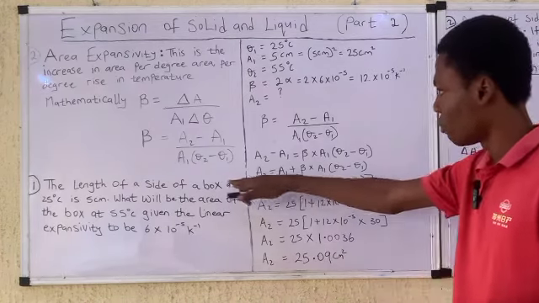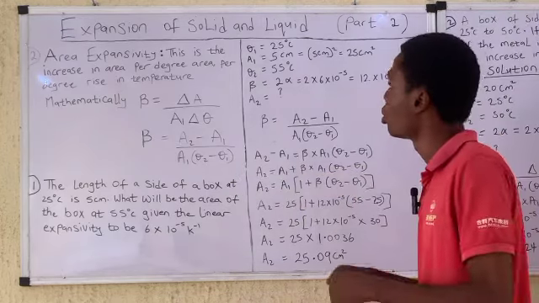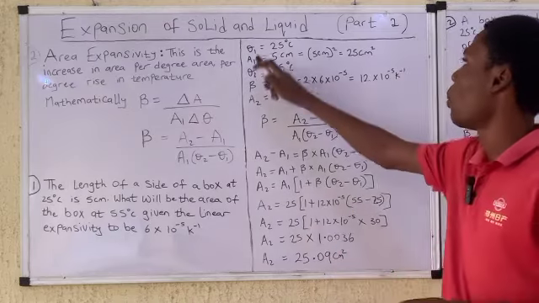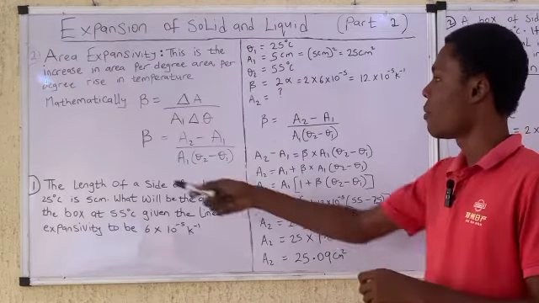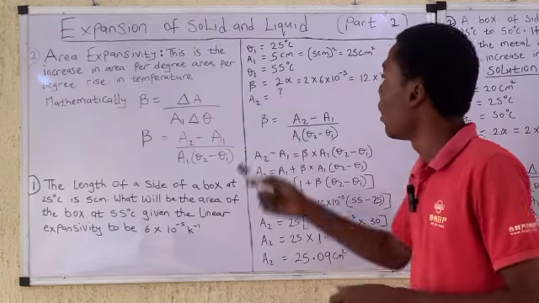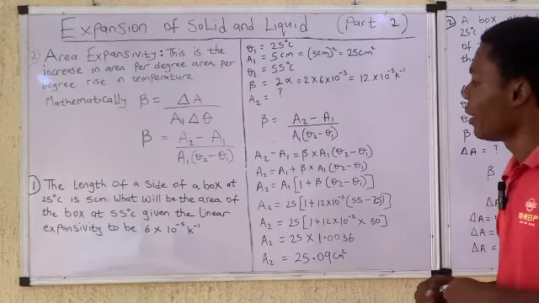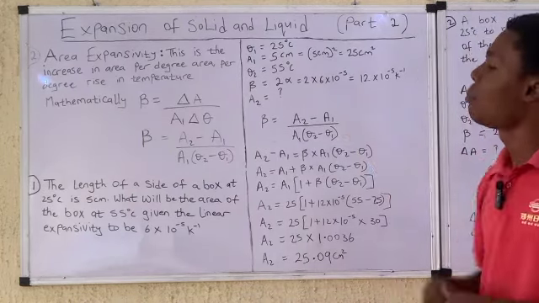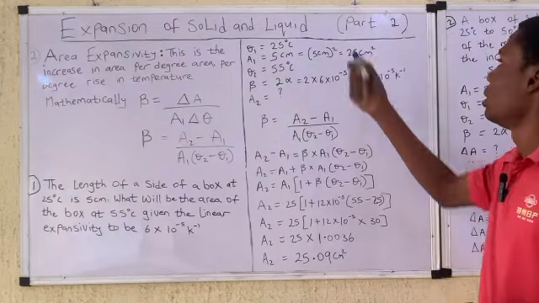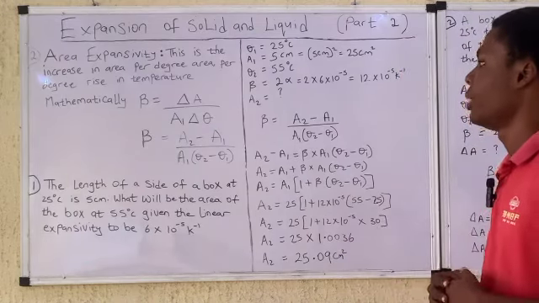They said the length of a side of a box at 25 degrees Celsius. So that 25 degrees Celsius will be our theta1. Then 5 centimeters is our length. But in the question, they said we should calculate area. So what do we do? We say 5 centimeters raised to power 2. That is 5 times 5, which gives us 25 centimeters square, since it's area they asked us to find.